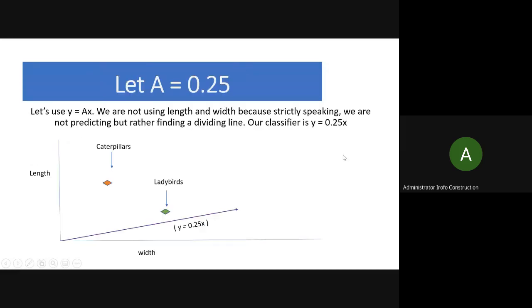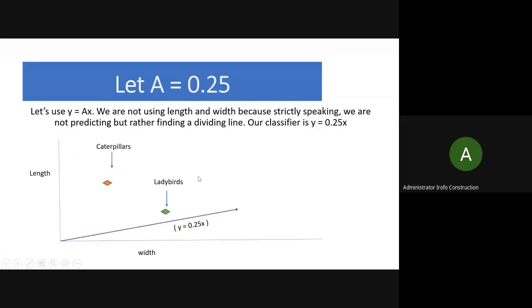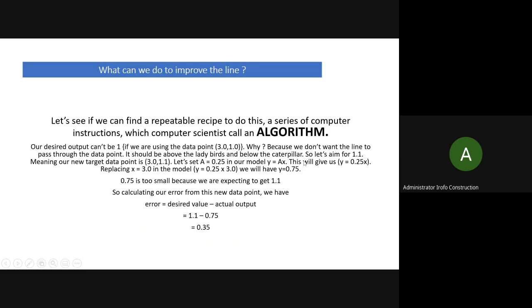Why are we aiming for 1.1? Because we said we don't want the line to pass through this one here. So we just added a small value to this 1.0 here. That's why we're having something like 1.1. Meaning now our new target data point is 3 and 1.1.